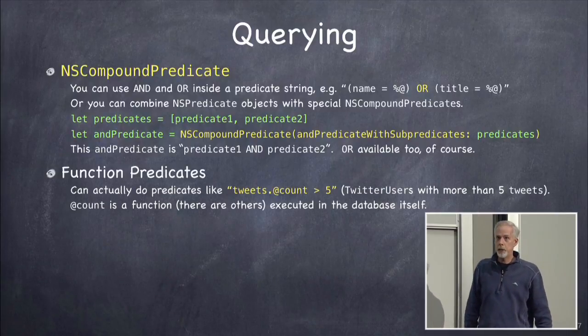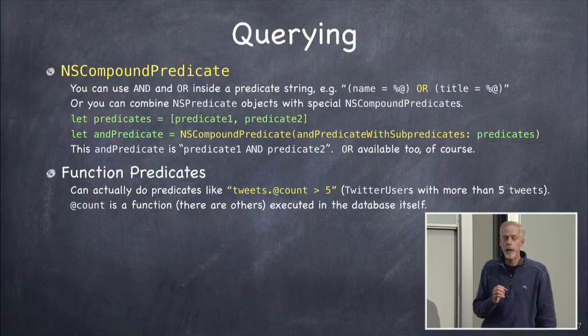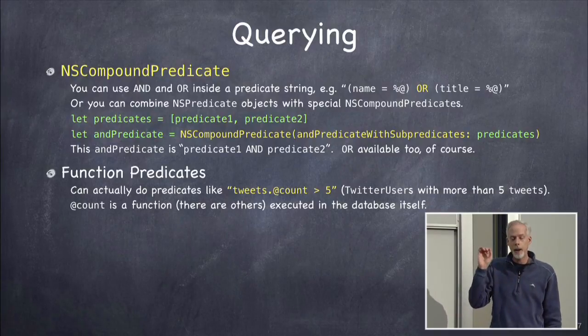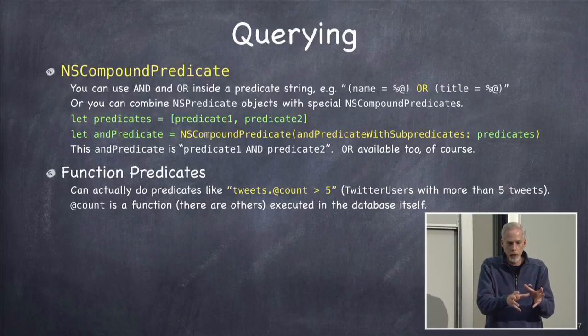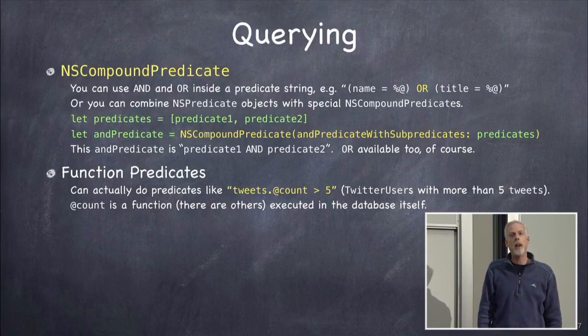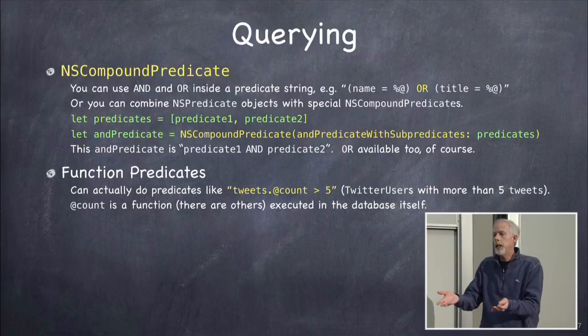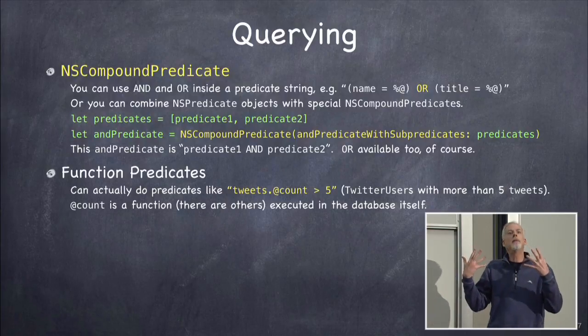There are also function predicates. Now these are super powerful predicates, and you don't need these for your homework, so don't worry too much about these, but they're cool. You can even have a search like this one, tweets.@count is greater than 5. This is a Twitter user search that finds all the Twitter users who have more than 5 tweets. So @count is actually running a function in the database to count the number of tweets that this Twitter user has. Again, you'll see all this when you look at the NSPredicate documentation. It's incredibly powerful. You barely have to type anything in as the format string, and you get these really powerful searches.